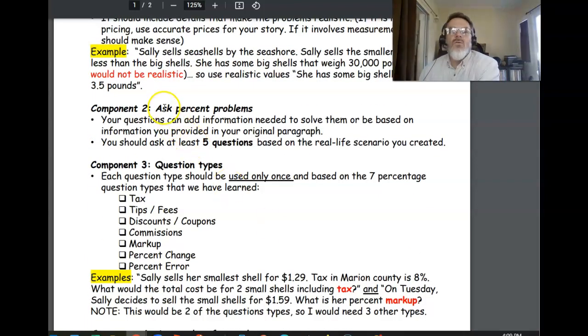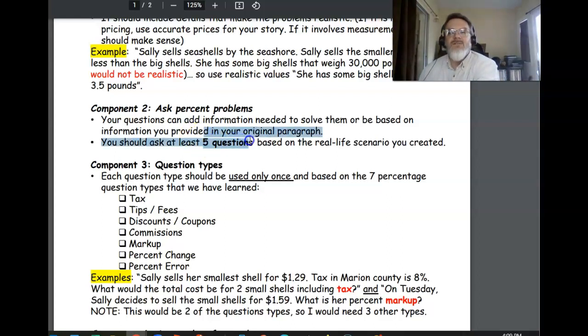And then I want you to come up with some percent questions that you ask in relationship to the story that you provided. And you can make up any kind of story. I used a couple stories in class using some of the students. So you guys come up with your own scenario, selling cars, buying houses. There's all kinds of things you can do. There's all types of products out there. You're going to ask 5 questions.